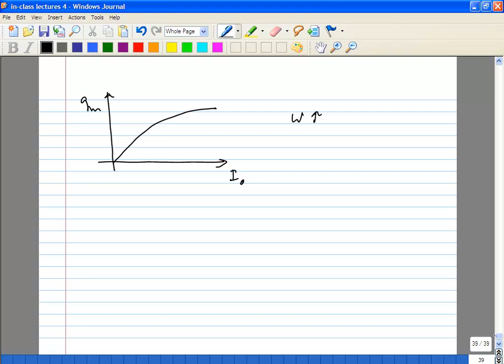And of course, if you increase the width, GM increases, but CL also increases. Both increase by the same amount, so your bandwidth will remain constant.